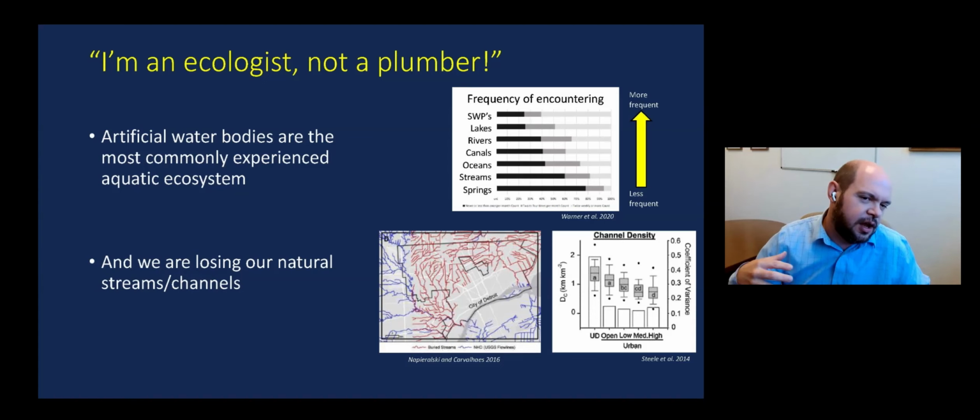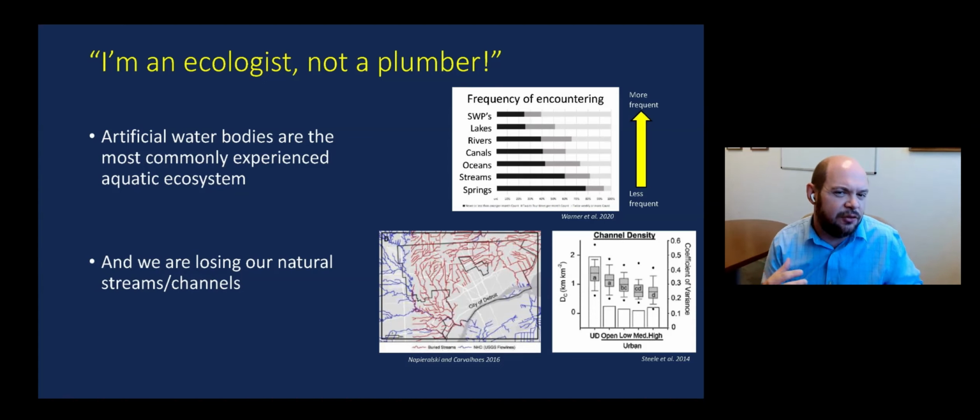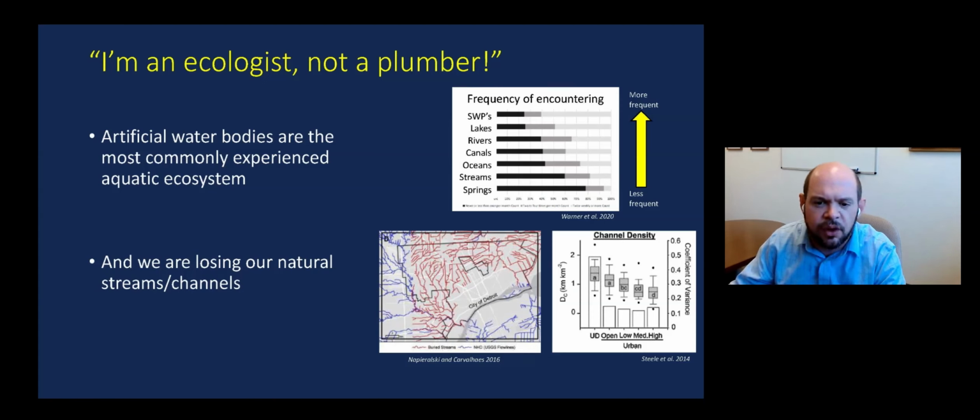And this frequency of encounter is likely because we're getting rid of a lot of our natural aquatic ecosystems on the landscape. We're losing our natural streams and channels, and that's shown really elegantly on a few figures here on the right from previous work. This is an overhead view or a schematic view of the city of Detroit. With this black outline is the city outline. And you can see in red are all of the buried channels, buried streams in Detroit. And in blue are any surface streams that remain. And so you can see that within the city limits of Detroit, there's only one surface channel that hasn't been buried.